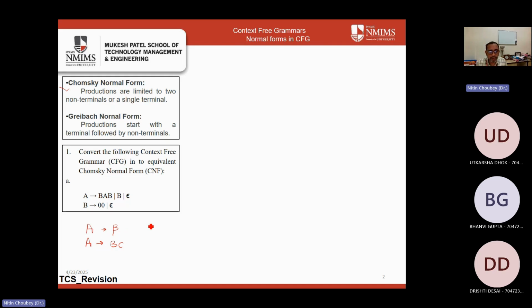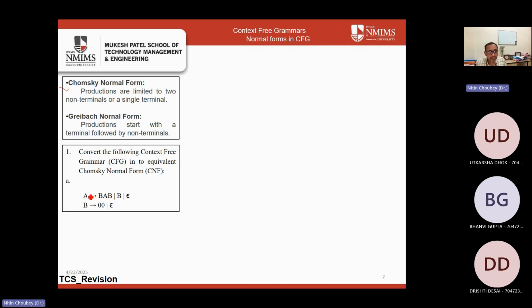So where this beta belongs to T and A, B, C belong to V or N. If we have all the production rules in this form, we refer to such a grammar as a Chomsky normal form grammar. So what is the process for converting any grammar into equivalent Chomsky normal form? The step one is, as usual, that whatever context-free grammar is given to us, we need to convert that context-free grammar into a simplified grammar form.